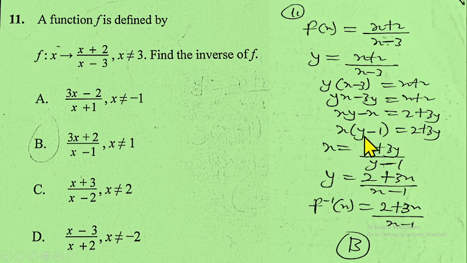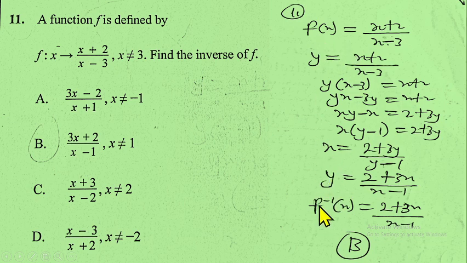Then to get our x, you divide both sides by y minus 1. And that will give us x is equal to 2 plus 3y over y minus 1. So from there, we can change this one back to y, and anywhere you see y, it becomes x. So you have y equals 2 plus 3x over x minus 1, which is technically, this y is talking about the inverse of this function.